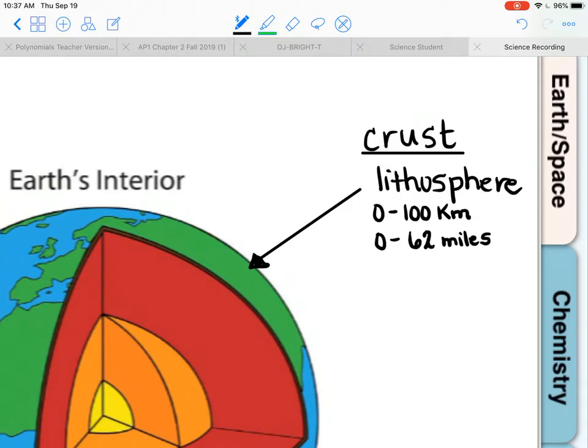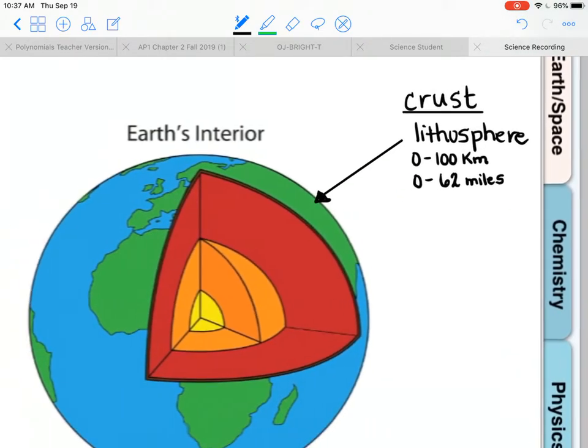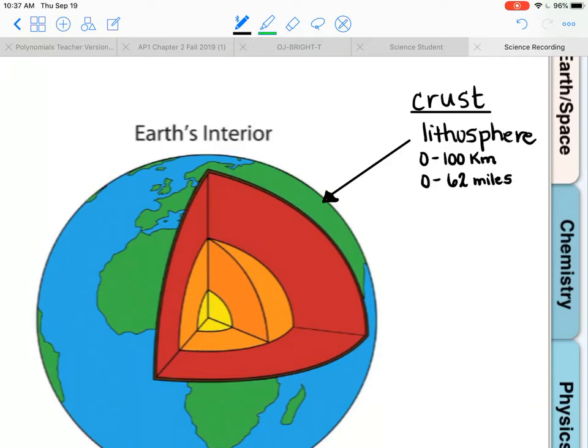I want you to think of a boiled egg here. Imagine that this is a boiled egg. The crust is the egg shell. It's that very thin layer that you can peel away if you have boiled the egg. So the crust compared to the other layers is very, very thin.